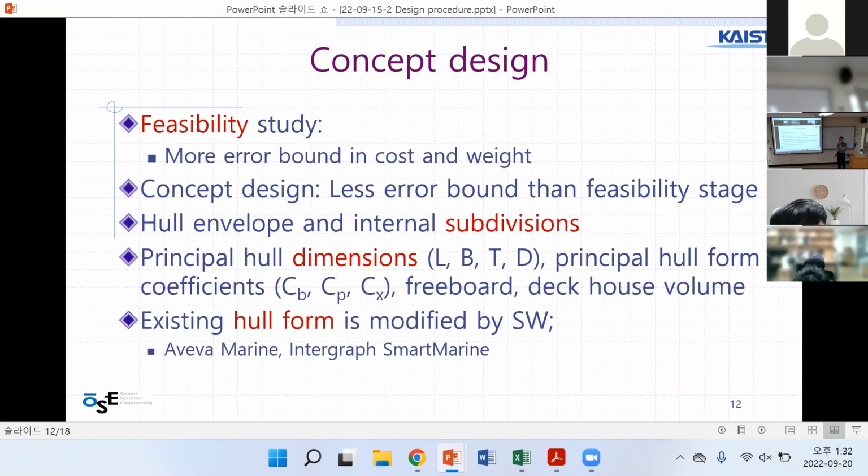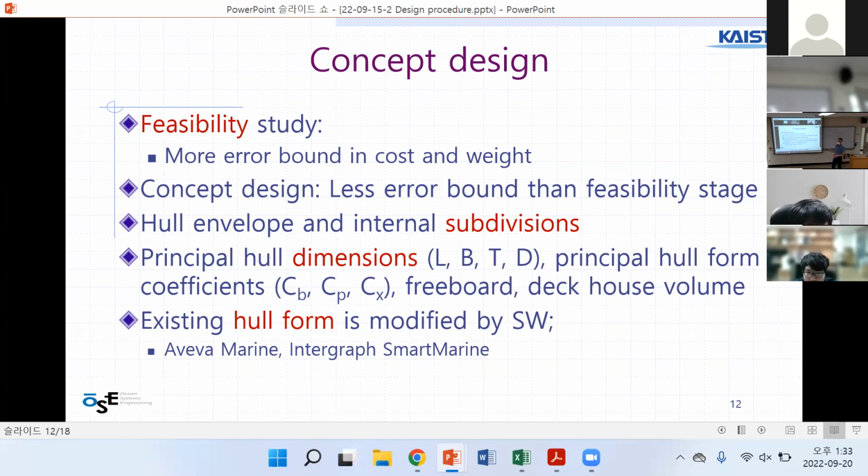Concept. Have you heard about concept cars? What is a concept car? Prototype. This is one car, only one car. So it can be planned to come next year or two, three years later. Very idealized. We call it a concept car. So concept design is similar, trying to have a new idea, future ships.